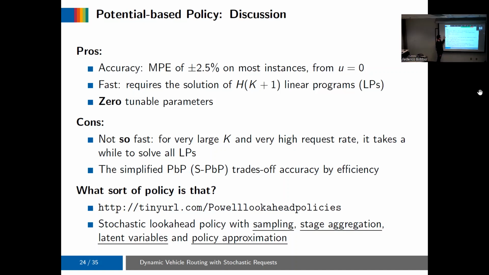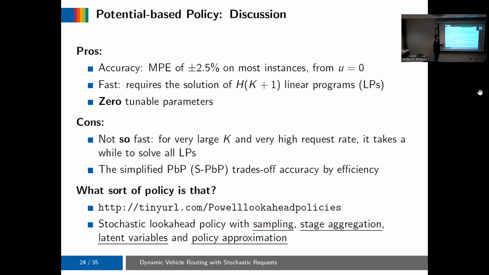The con is that it's not so fast. If you have a very large number of vehicles and very high request rates, your sample paths are going to be really heavy, so those linear programs are going to take some time. We propose another policy in the paper that trades off a little bit of accuracy for efficiency, the SPDP, but I won't talk about it.